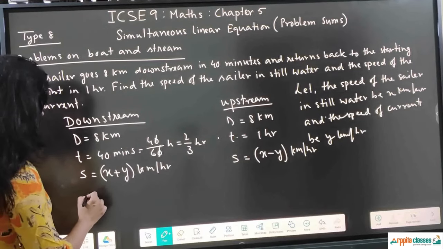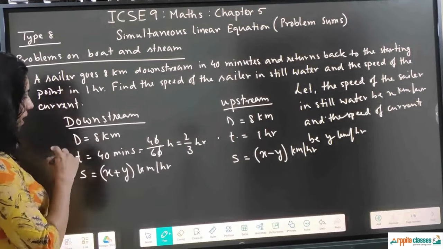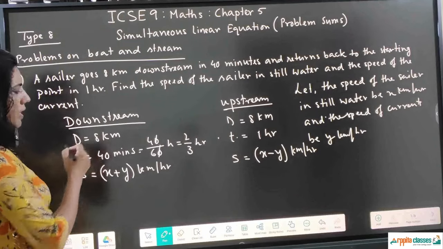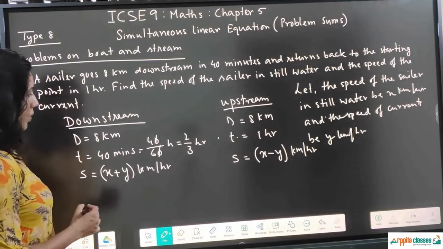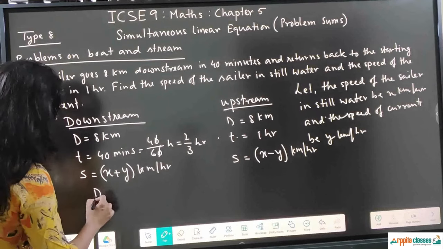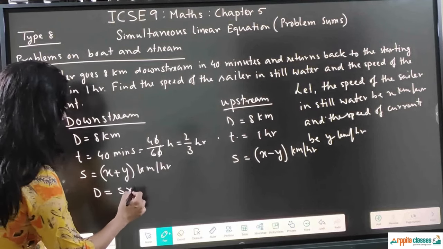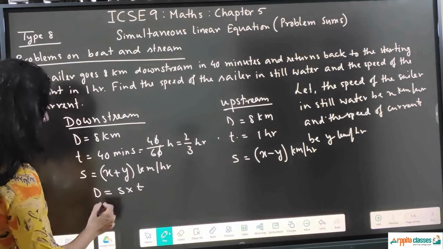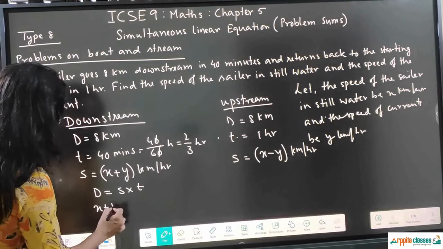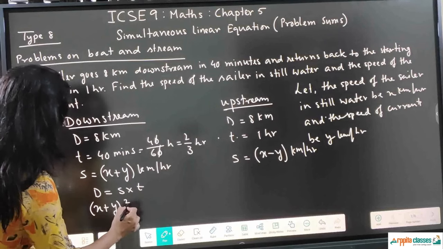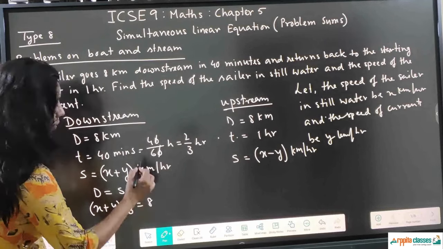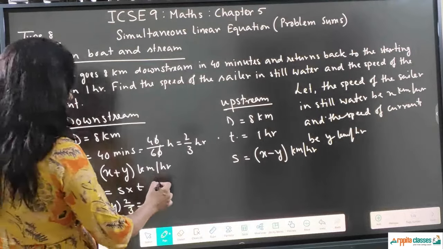Time is equal to distance upon speed, or distance is equal to speed into time. I am writing distance is equal to speed into time. So distance is 8 km, speed is x plus y, and time is 2/3. So (x plus y) into 2/3 is equal to 8. This is the first equation we are getting.